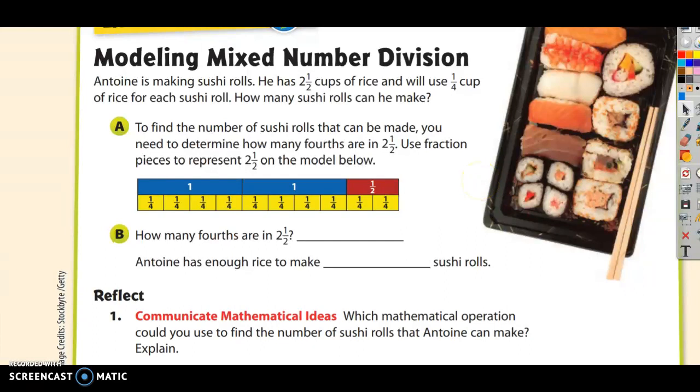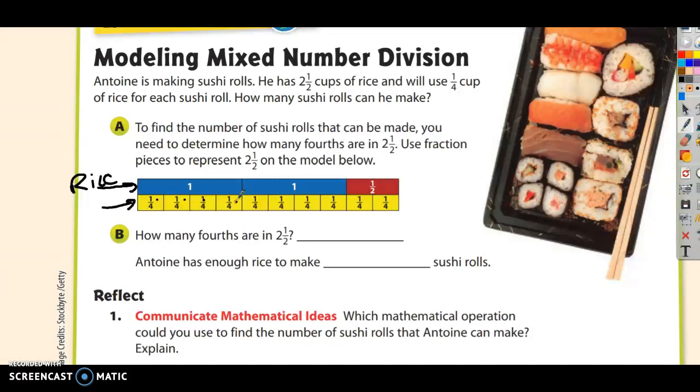Modeling mixed number division. Antoine is making sushi rolls. He has 2.5 cups of rice, and he will use 1/4 cup of rice for each sushi roll. How many sushi rolls can he make? So this is the amount of rice he has, 2.5 cups. You can see 1, 2, 2.5. And this is the portion size. This is going to be a sushi roll because he's going to use a 1/4 cup. Notice there's 1, 2, 3, 4. There's 4/4 in a whole. So all that should make sense.